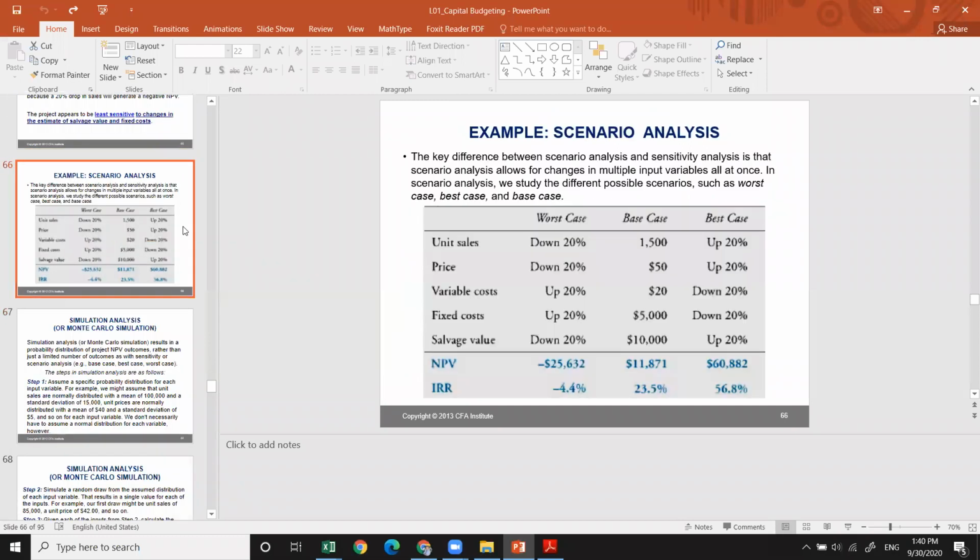Okay, now we're moving to the scenario analysis. The key difference between scenario analysis and sensitivity analysis is that scenario analysis lets you change multiple input variables all at once. But in sensitivity, we change only one variable, keeping all other variables unchanged. So this is how we work. In scenario analysis, we study the different possible scenarios like worst case, best case, and the base case. We create different cases.